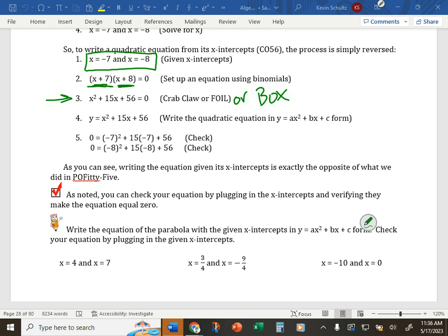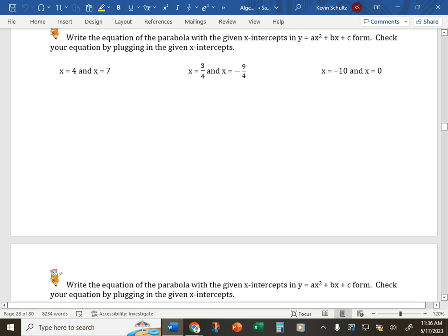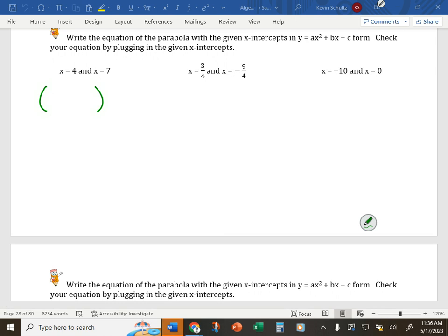Yep. Okay, so going down to the examples here, we're just going to get rolling. X equals 4 and x equals 7. These being the x-intercepts of the parabola, what set of parentheses, what expression would have given us that 4? Subtraction. What would be in the parentheses? Oh, x minus 4. X minus 4. And we know that because 4 minus 4 equals 0, right? That 4 is what makes that set of parentheses equal to 0. What would our second set be, where an x-intercept of 7 would be the solution? X minus 7. Okay?